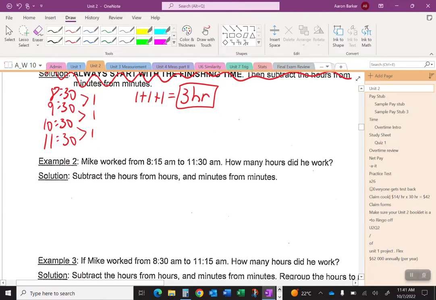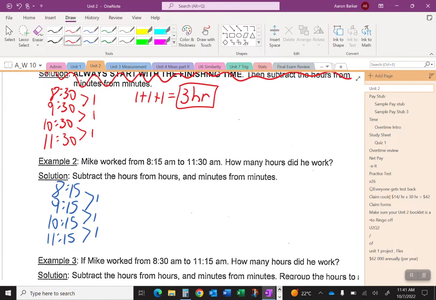Okay, so for the next one, you're starting at 8:15. So 8:15 to 9:15, that's 1 hour. To 10:15 is another hour. To 11:15 is another hour. So 1, 1, and 1. Then from 11:15 to 11:30, that's only 15 minutes. So this is a total of 3 hours and 15 minutes. But your boss won't be happy with that. So you have to convert. 15 divided by 60, go to your calculator. Yes, it's 0.25.